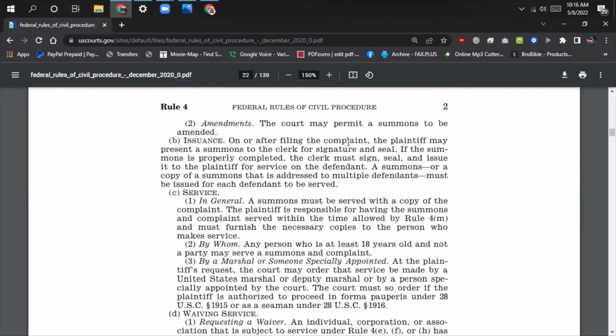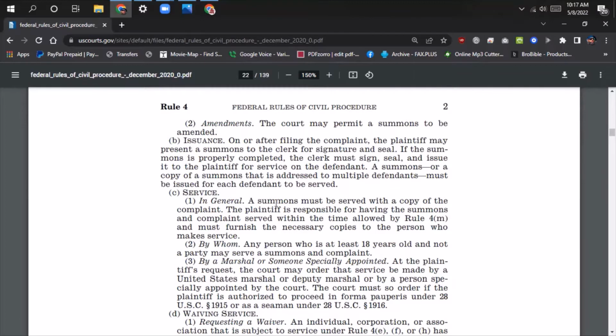On or after the filing of the complaint, the plaintiff may present a summons to the clerk for signature and seal. If the summons is properly completed, the clerk must sign, seal, and issue it to the plaintiff for service on the defendant. Notice that process? The officer gave it to you. So a summons or a copy of a summons that is addressed to multiple defendants must be issued for each defendant to be served. Now we go to service.